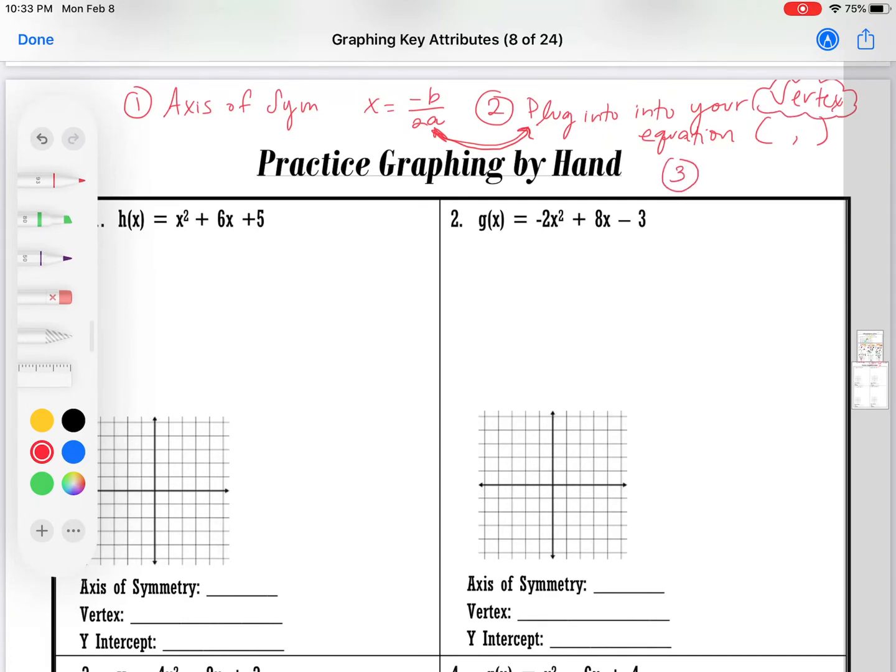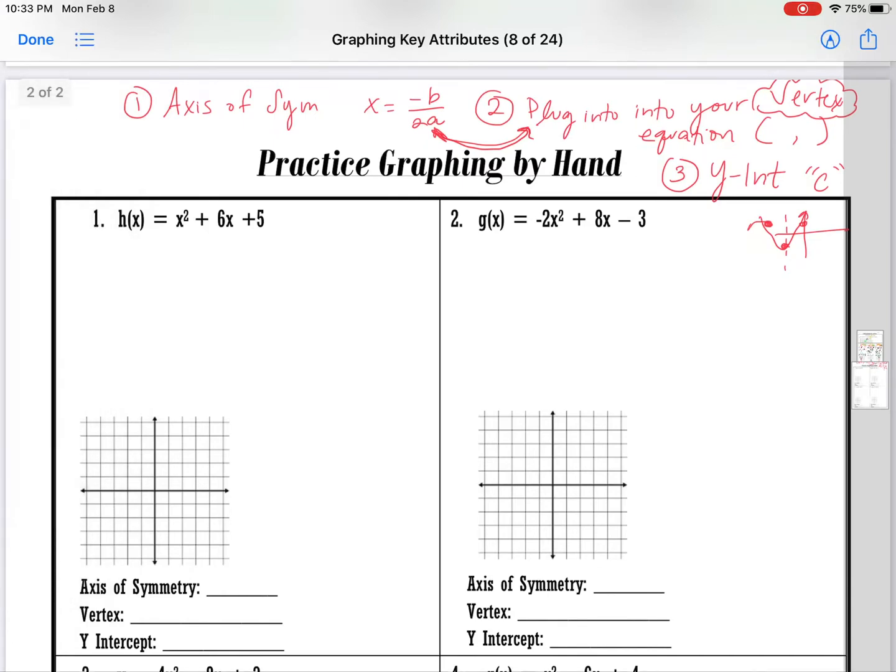Step 3, your y-intercept, where it crosses the y-axis, is the c of your equation. And then once you have a vertex, you have a y-intercept. Your other point is called the symmetric point. It's on the opposite side of your axis of symmetry. Okay? So go ahead and try those.